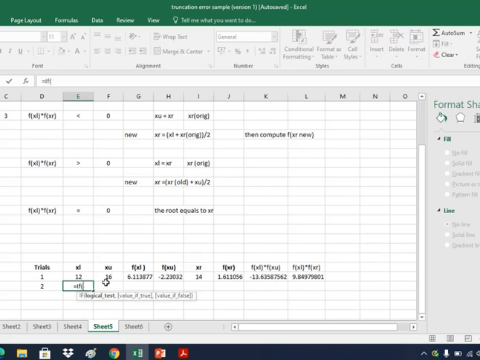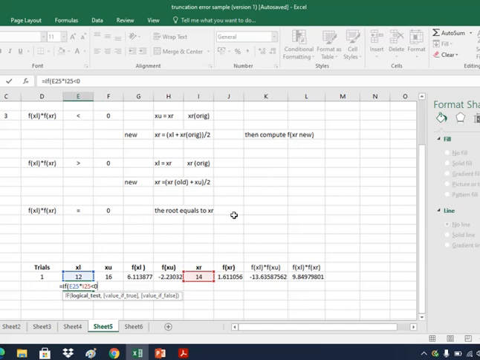So, ano yung if natin? If XL, the product of XL, so product ng XL times XR is greater than 0. Ito yung first, greater than 0.